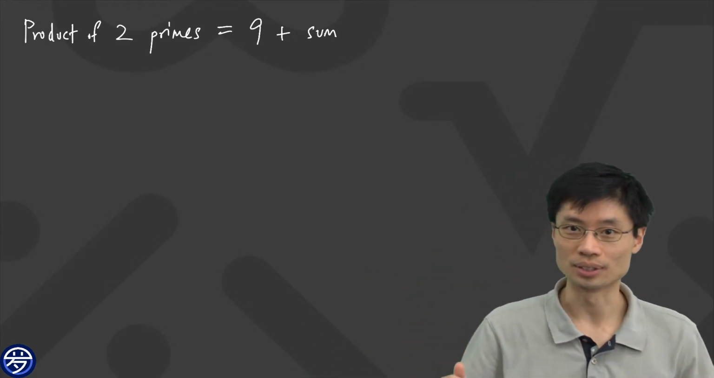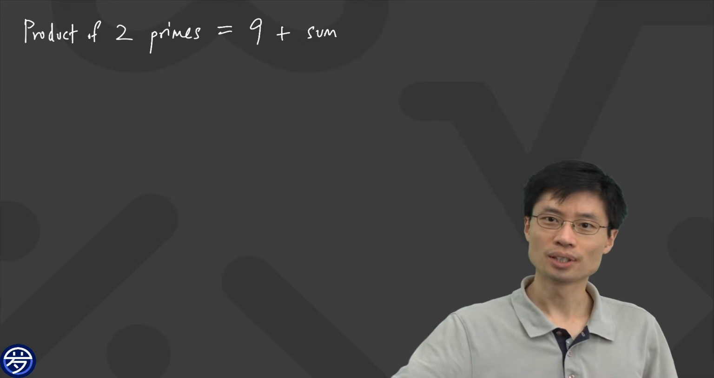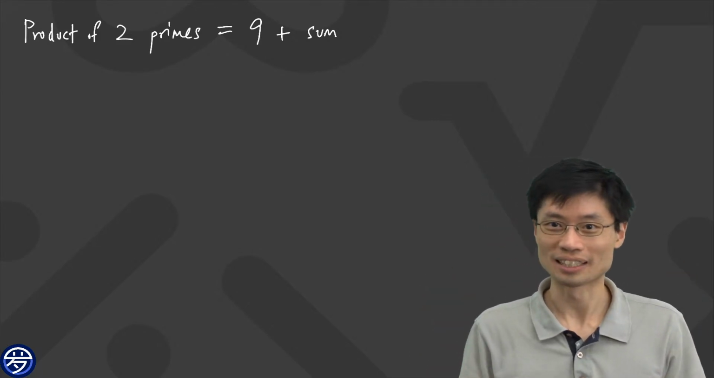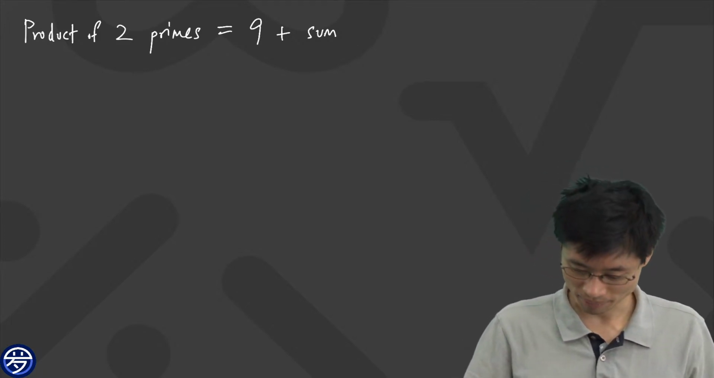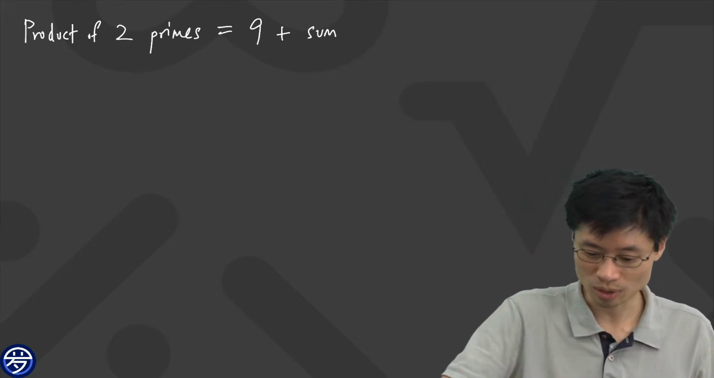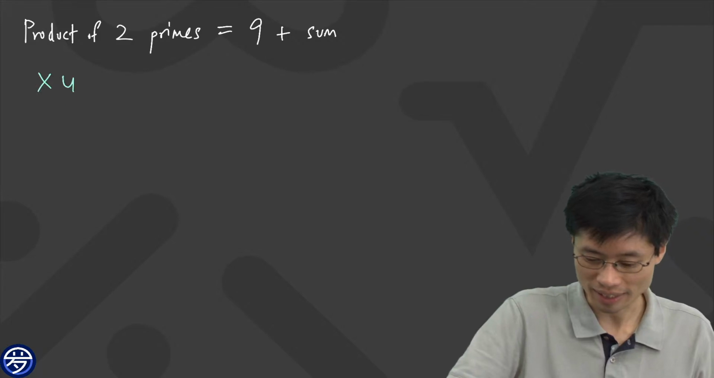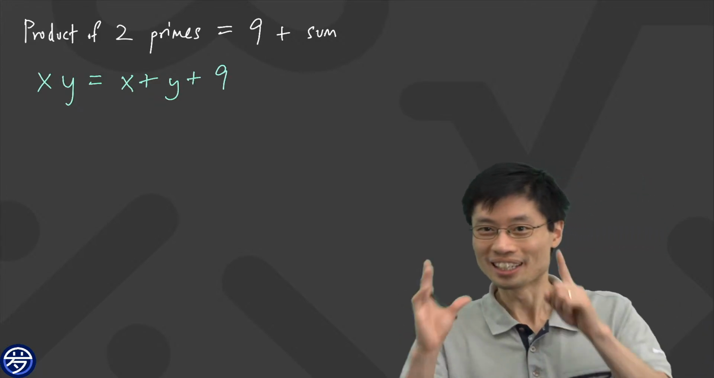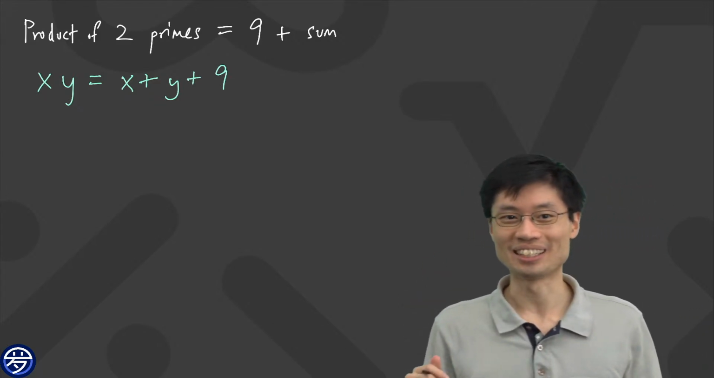So here's what I would do. I don't want to just guess and check, okay? Guessing and checking is no fun. Let's just give them some names. Let's suppose that my 2 primes are x and y. I have x times y equals x plus y plus 9. Oh, let me show you a neat way to solve these equations, okay?